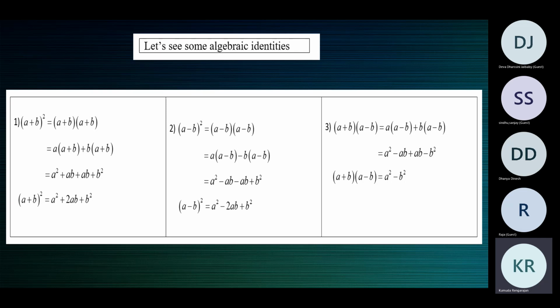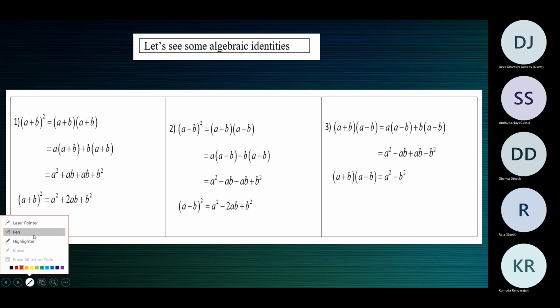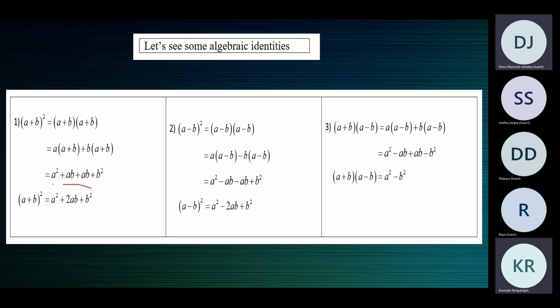Yes, Devadarshini, I hope you have a notebook and pen with you. Please write down LHS is equal to A plus B the whole square. Do we understand LHS? Left hand side. What do you see in the left hand side of this equation? Ma'am, A plus B to the square. Yeah, A plus B the whole square. Please write this.